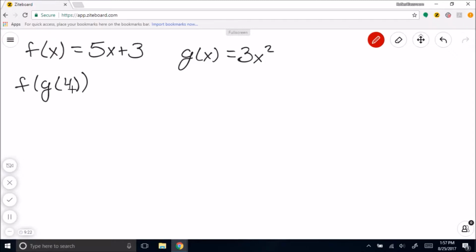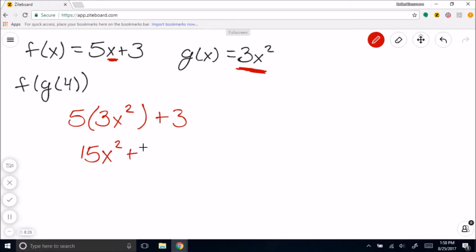So the first way that I see a lot of teachers do, especially if you don't have a 4 and you just have an x here, is to start by plugging in whatever you have here for g of x into f of x. Okay, so we have 5 times x, and x is going to equal 3x squared. So you take 5 times g of x, 3x squared, and then plus 3. So see how I took all of g of x and I just plugged it in for x in the f of x. So this would be 15x squared plus 3.